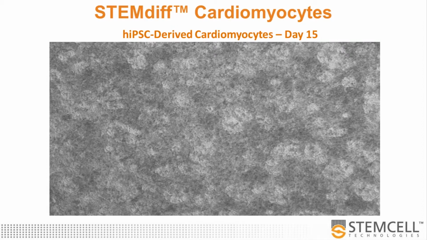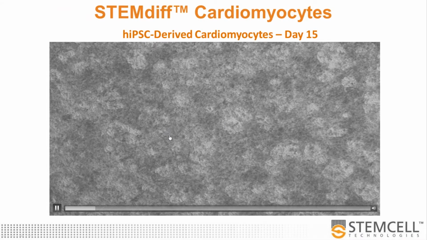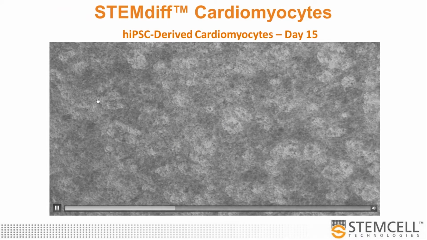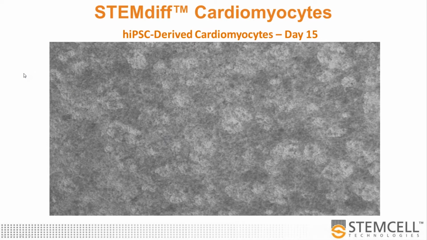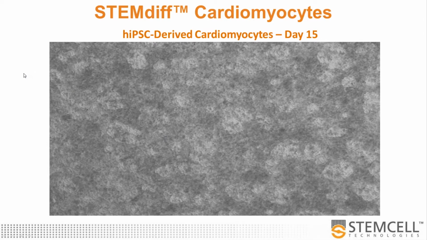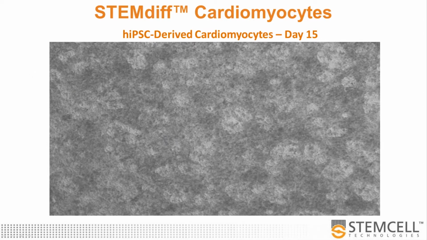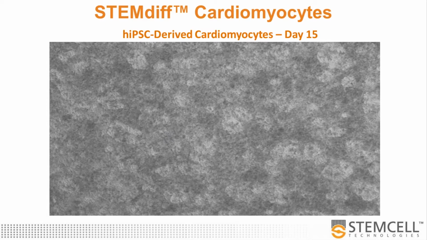And here's an example of how those cardiomyocytes look in culture at day 15. So this is a confluent beating monolayer of cardiomyocytes. So you can see that it's intact, it's synchronous, and they're beating along happily in our maintenance media.